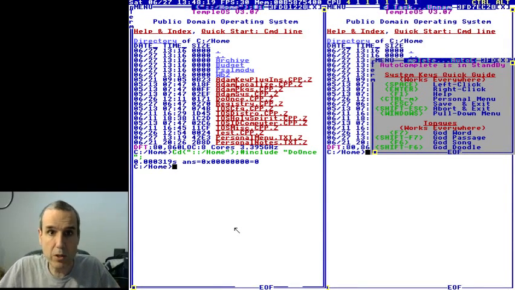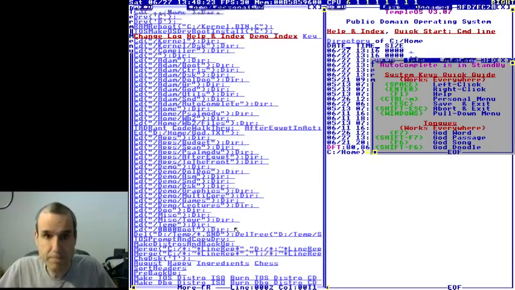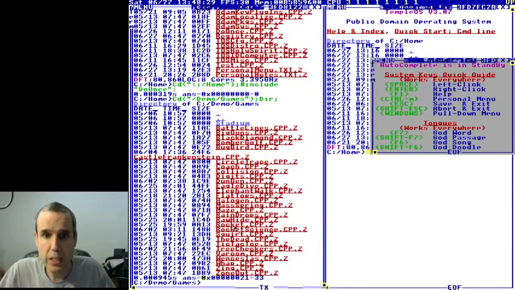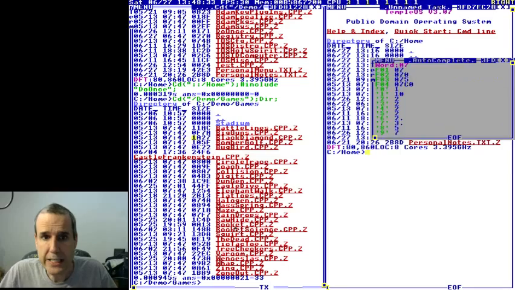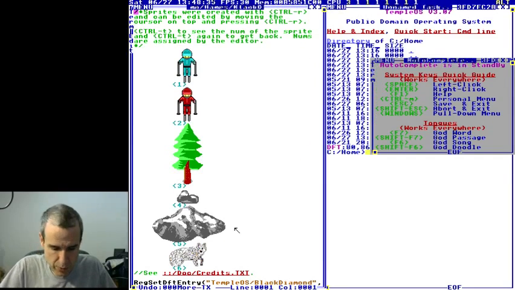So there's a game called BlackDiamond, which was inspired by a Commodore 64 game that I had. It wasn't called BlackDiamond. So here's the source code.